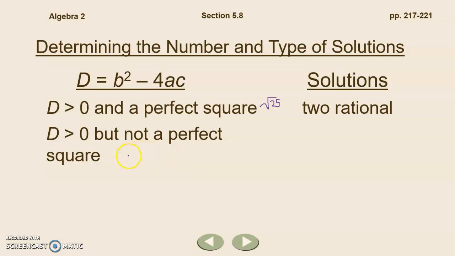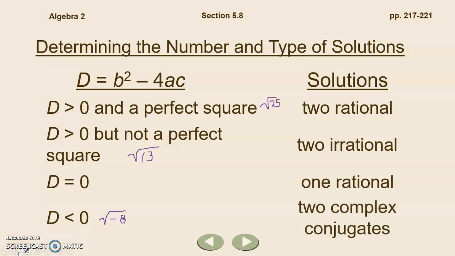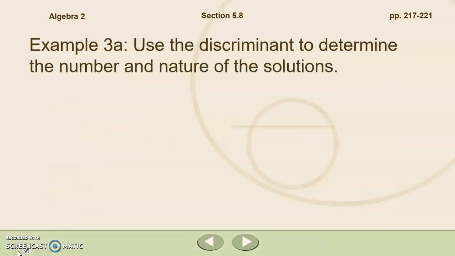If d is greater than 0 but not a perfect square, maybe square root of 13, for example, we will have two irrational solutions. If d is equal to 0, we only have one rational solution. And if d is less than 0, like negative 8, for example, then we will have two complex conjugates. So we will have some complex numbers in there. Those are those numbers using the i symbol, those imaginary numbers. So let's put this in action and test some quadratic equations.